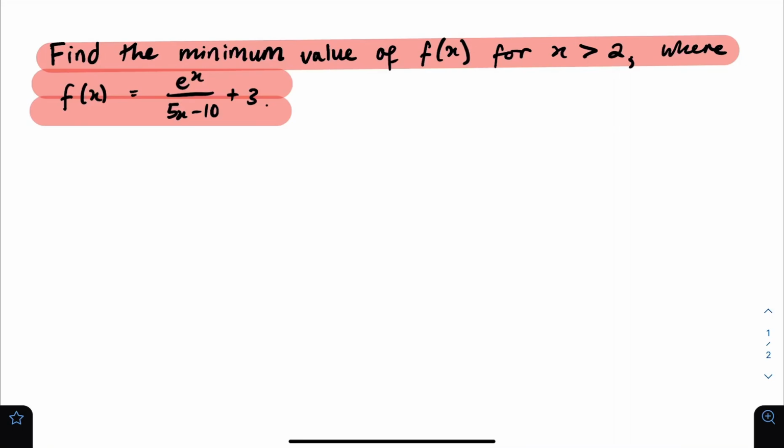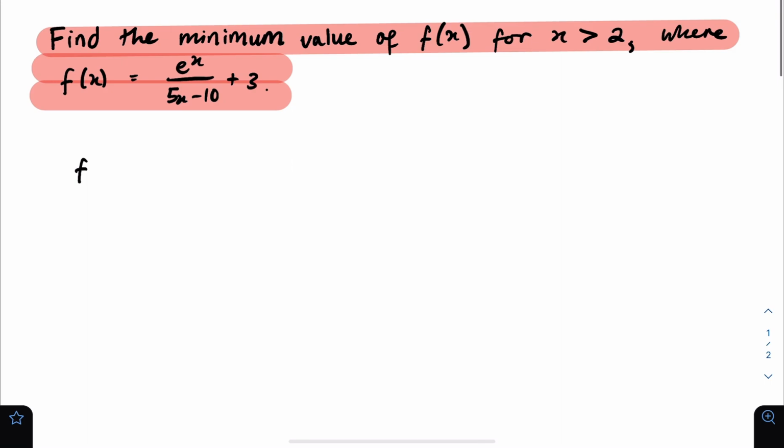Hi guys, so we have to find the minimum value of f of x for x greater than 2, where f of x equals e to the power of x over 5x minus 10 plus 3. Okay, so this one is definitely to do with differentiation. So what we're going to do is differentiate the function, find the derivative of f of x, and then set that to 0. And that will be the x coordinate to find.